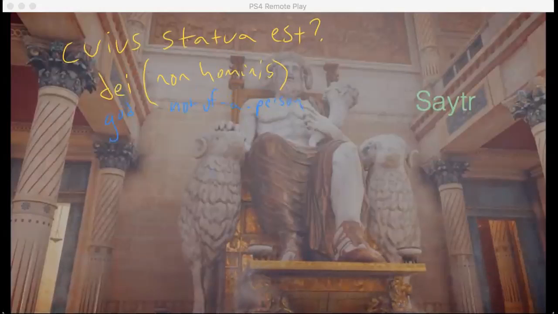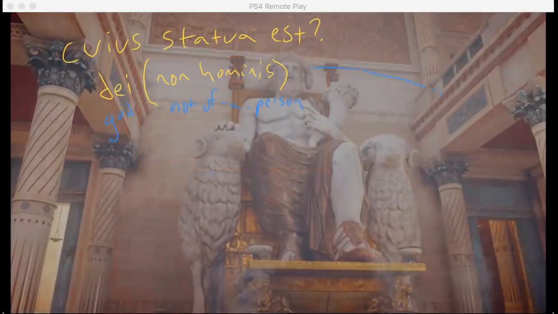Est statua Dei non homines, et satyr est bonum concilium, bonum ideam. That's a good idea. Sed non est. But why would you think it's a satyr? Quomodo putas? How do you think that? Because he's got horns on his head.